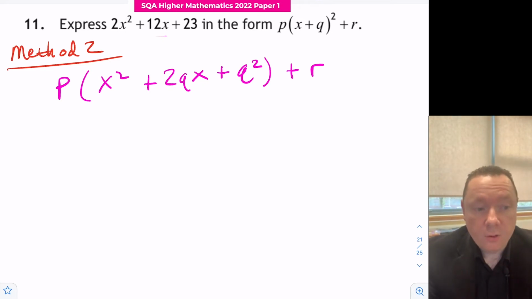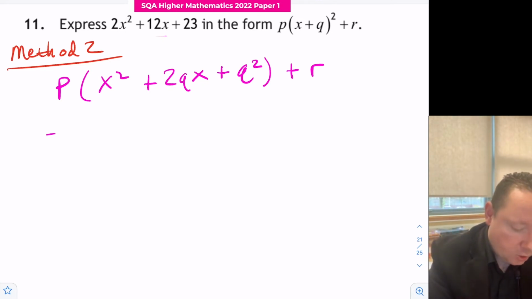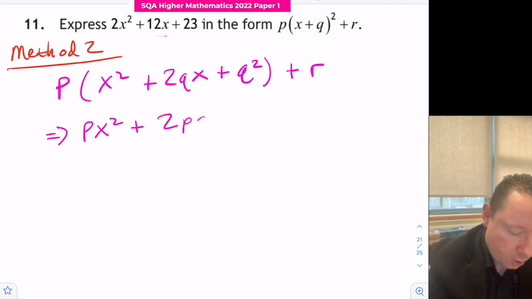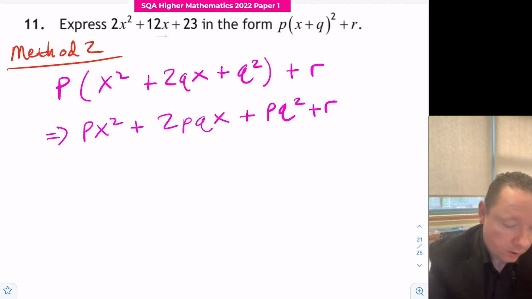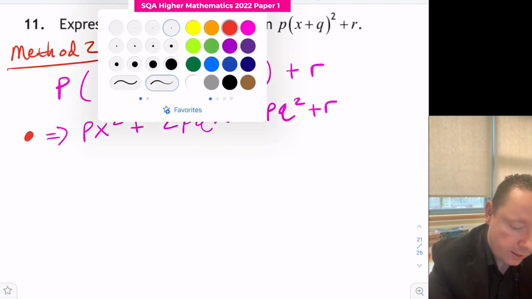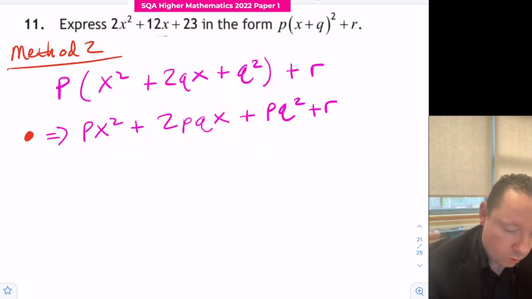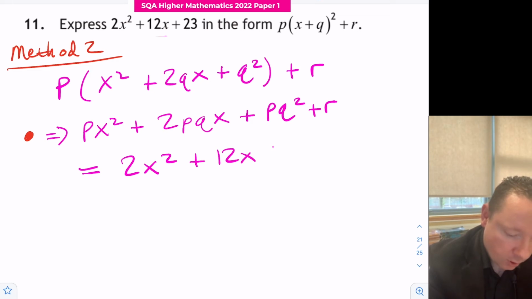Following that through a little bit, I get px² + 2pqx + pq² + r. If you got that far, you get a mark at this stage for this method, and then equating the terms. So this obviously equals 2x² + 12x + 23.